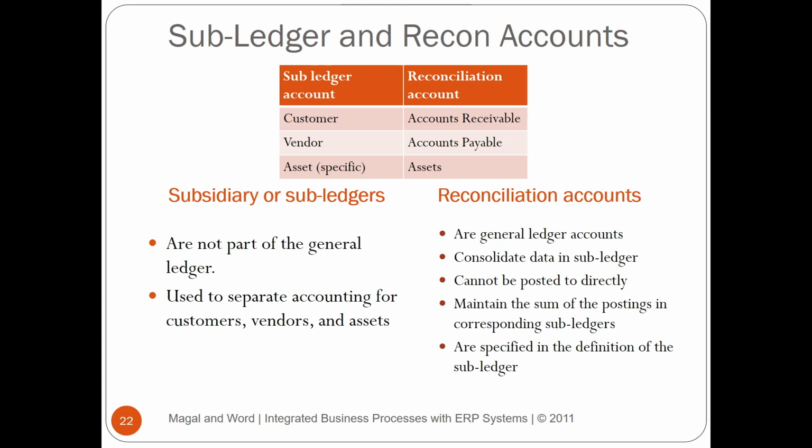Companies accomplish this task by posting the data from subledger accounts into special accounts in the general ledger called reconciliation accounts, or recon accounts. The reconciliation accounts are the general ledger accounts that consolidate the data from a group of related subledger accounts, such as customers and vendors. The reconciliation account for customers is accounts receivable, and the reconciliation account for vendors is accounts payable.